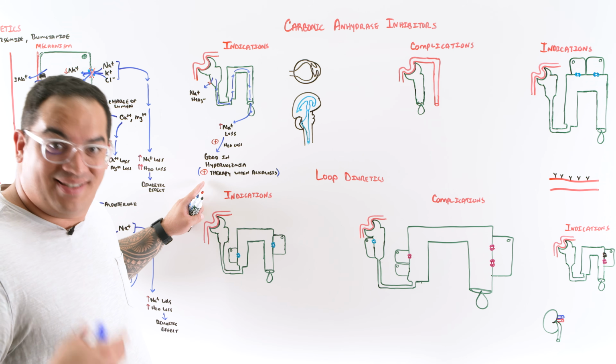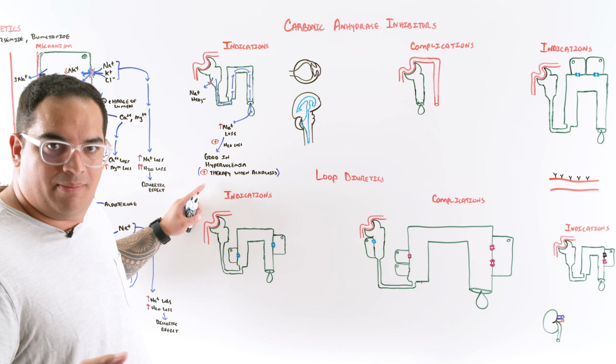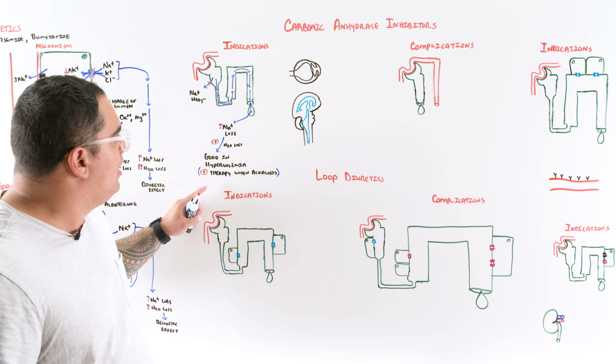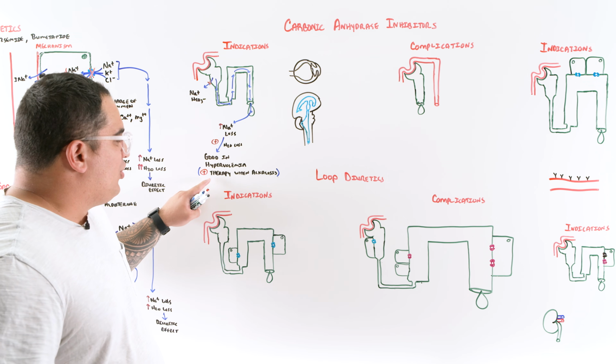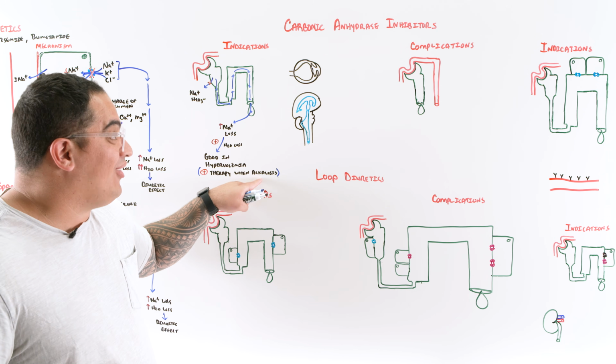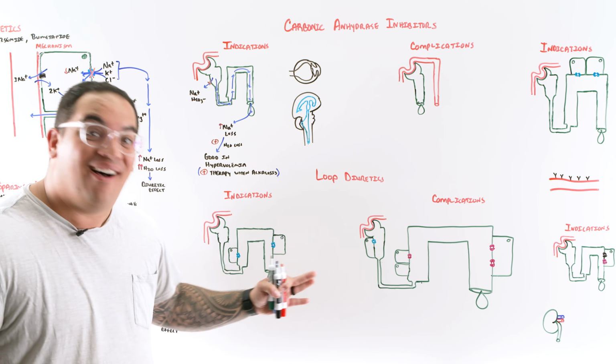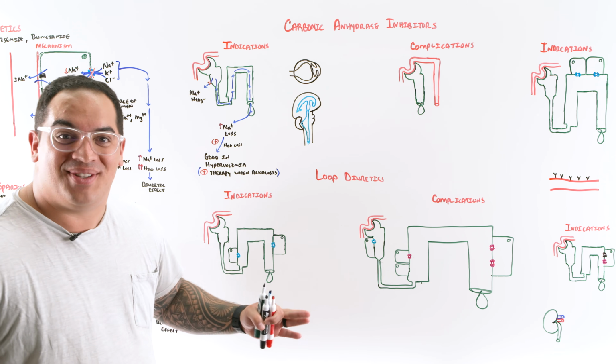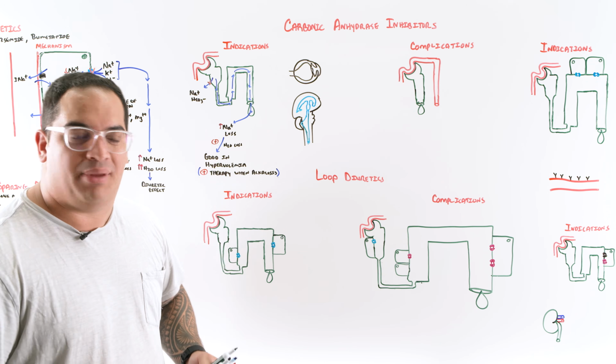rid of a lot of water and a lot of sodium. So it's going to really have a good diuretic effect. Carbonic anhydrase inhibitors, they're good for hypervolemia, but they're usually an add-on therapy when the patient becomes super alkalotic, which is a complication of loop diuretic use. And so it's an adjunct, it's an add-on therapy.